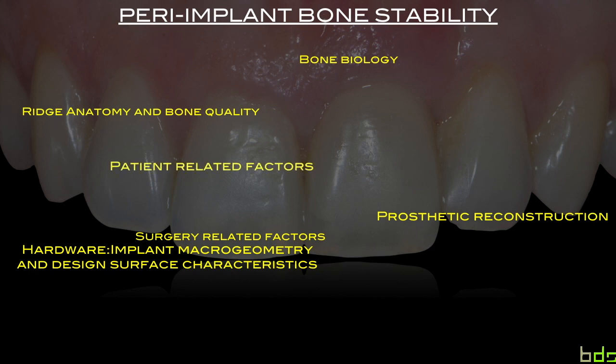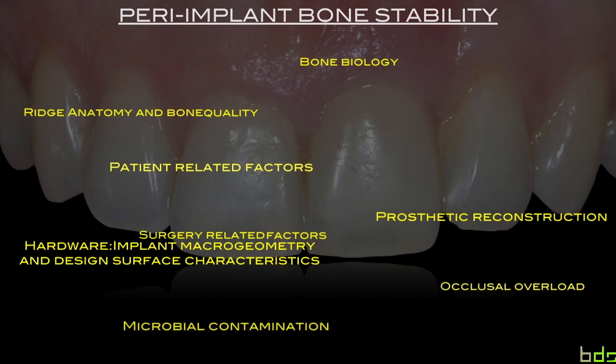The patient itself, is the patient a smoker? Is the patient a good candidate for implant? Is the patient a diabetic, a controlled diabetic or not? Is the patient coming in for recalls every 6 months? Occlusal overload, a very important factor that really does affect the peri-implant bone stability.